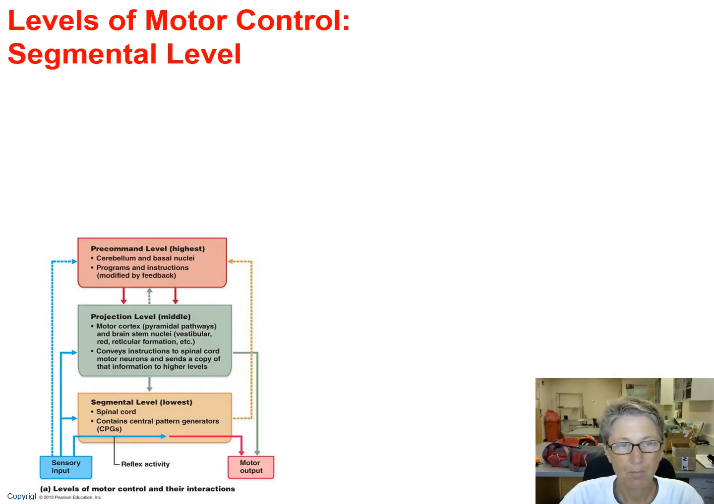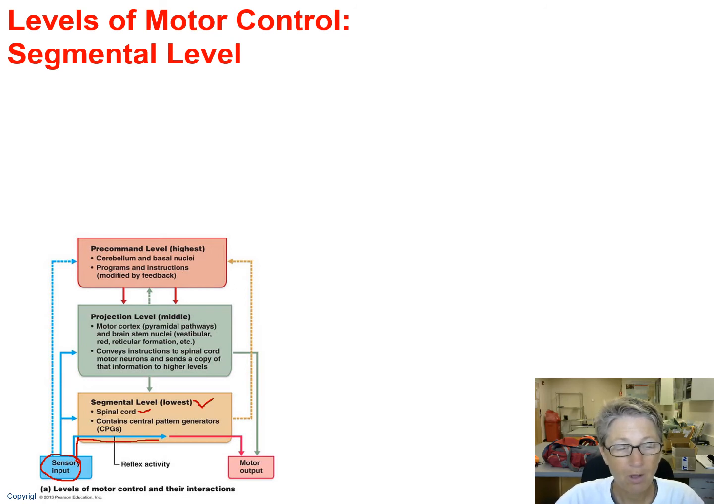So this is a review from last time. These are levels of motor control. Let's start at the lowest level of motor control, which is the segmental level, and that's just control at the spinal cord. Let's say you cut your finger, that pain sensation goes into the spinal cord. Well, let's make it a little more detailed. You just pressed your finger down on a tack and you have pain. So that sensory input, pain, goes into the spinal cord.